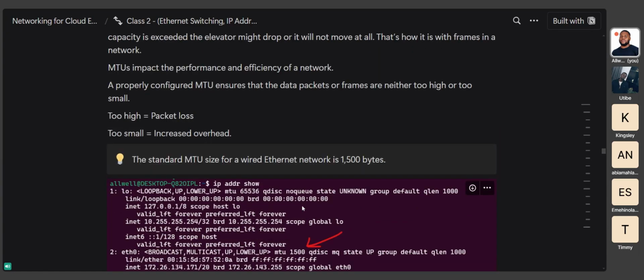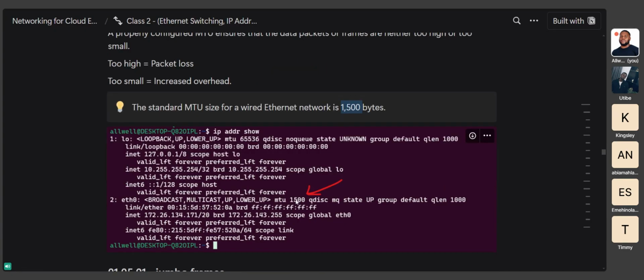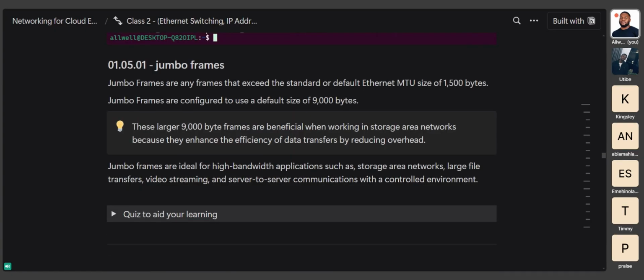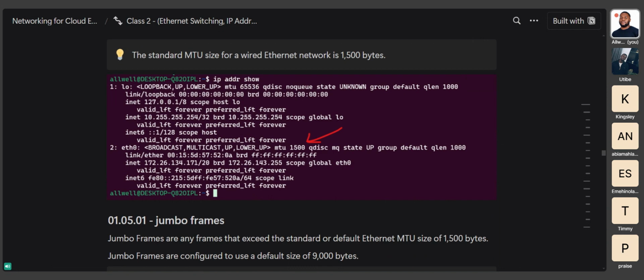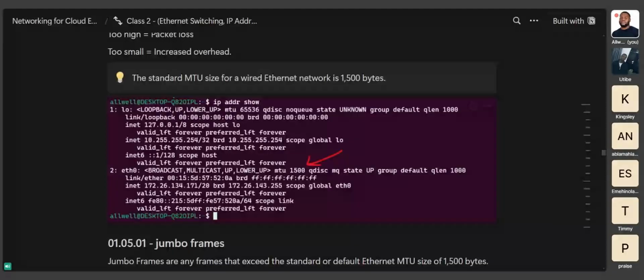This tells you that the maximum transmission size for a wired Ethernet network is 1500 bytes, and that's what we can see here. Let me just scoot through that. Now that is usually the usual frame. Remember, a properly configured MTU ensures that the data packets or frames are neither too big nor too small. So MTUs are the maximum capacity of data packets or frames that you can transmit over a network. And the usual amount for a wired Ethernet network is 1,500 bytes.